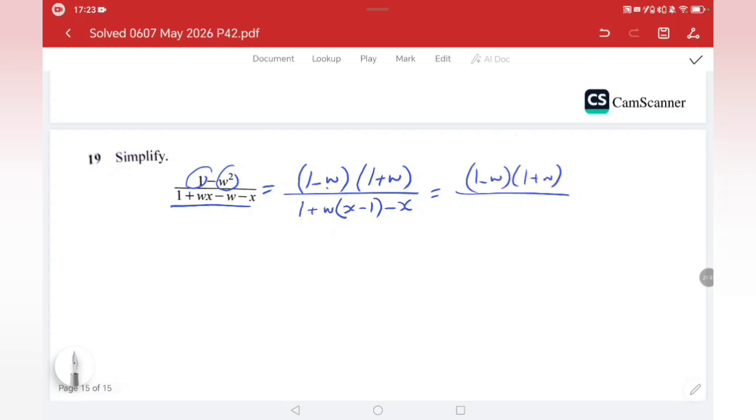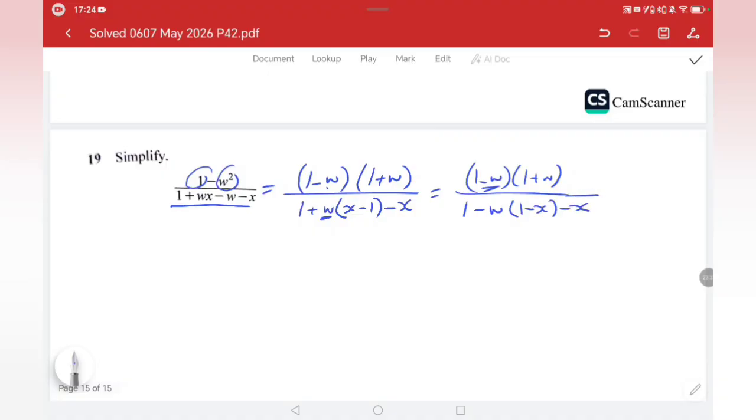Let's rearrange to make this minus. If we make it minus, let's make it minus w, because I need it to be similar to one of them. So I can make it here minus w, and I can make this one 1 minus x. Okay, and here minus x.